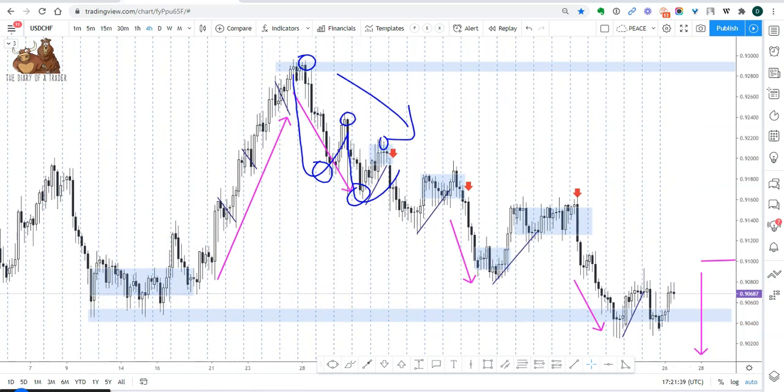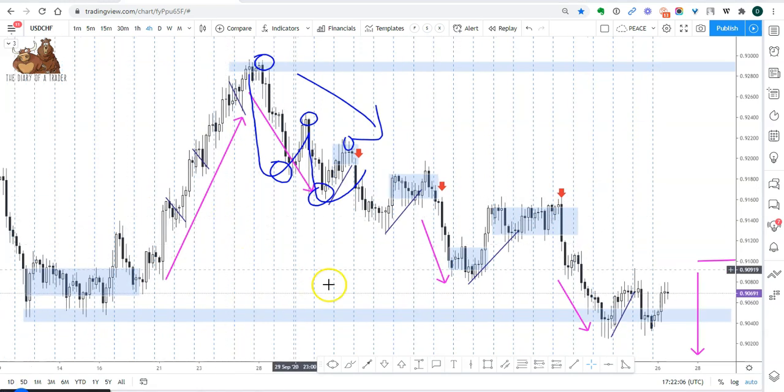Now, what do we do next? What's the next part of our analysis? Part of analysis can include indicators, and indicators are simply tools that we have available to us that will confirm, add confirmation, add a higher probability to the setup that we are intending to take.